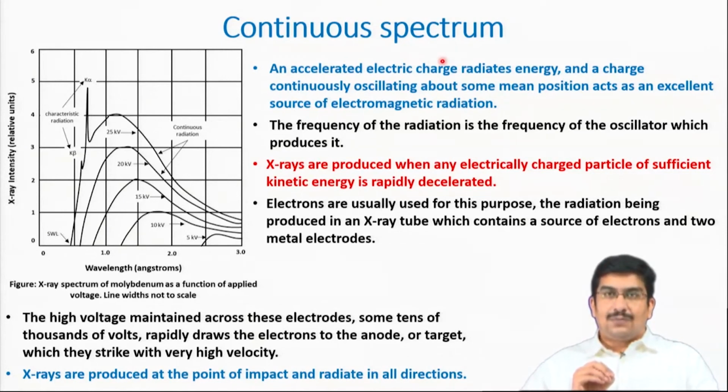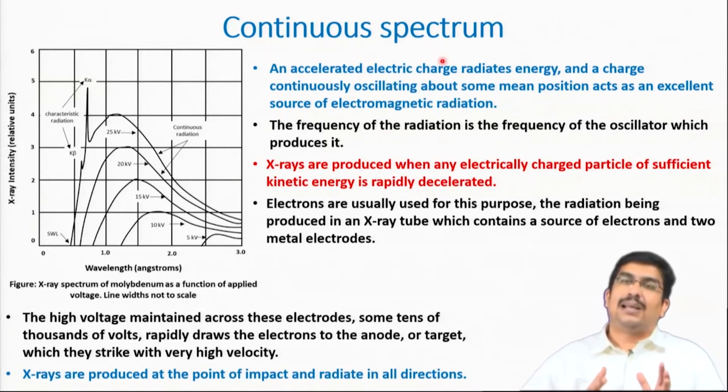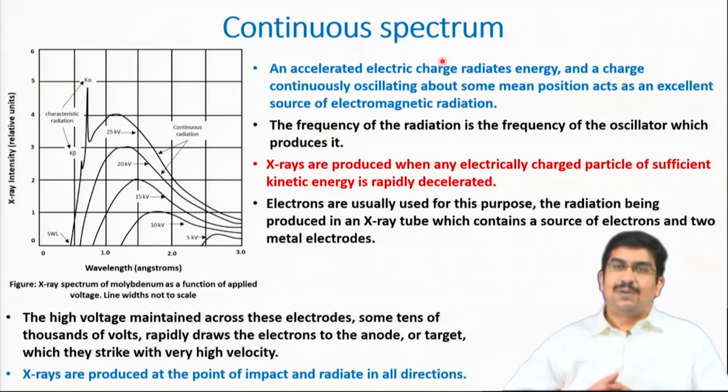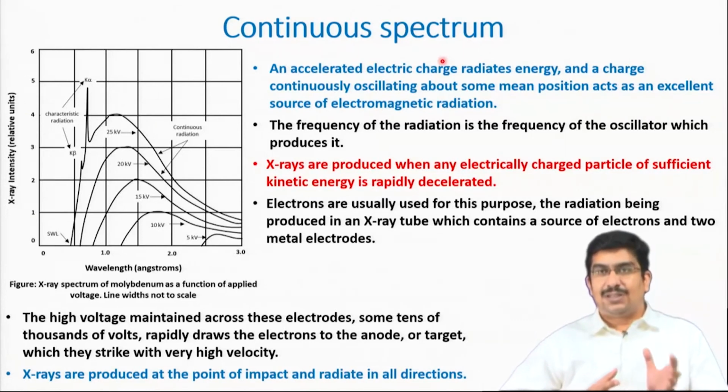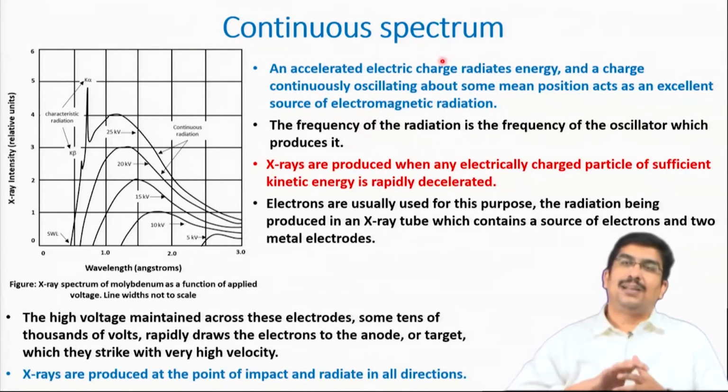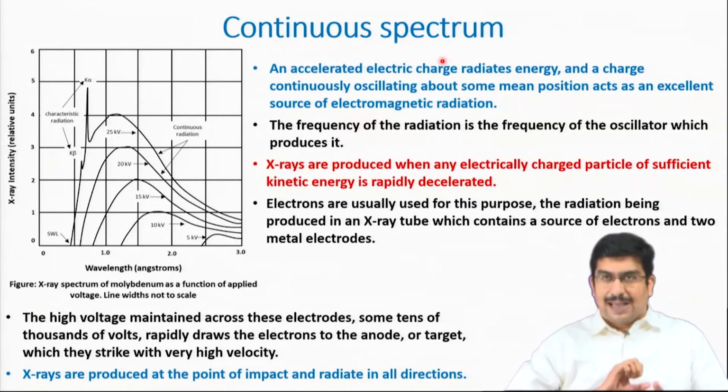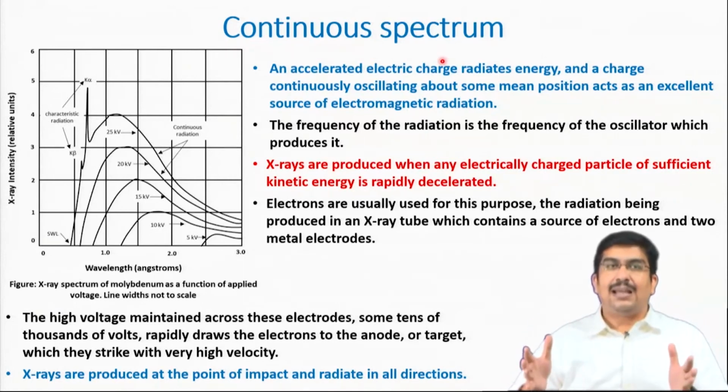So in generation of X-rays, electrons are usually used as the charged particles, and the radiation is produced in an X-ray tube, which basically contains a source of electrons, that means a cathode, and a metal electrode, the anode. So it is pretty much similar to the configuration of the electron gun we discussed previously. This also has a filament, which works like a cathode and generates the electrons, and then those electrons are accelerated under a very high potential difference.